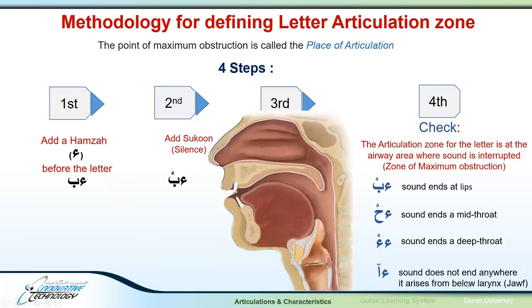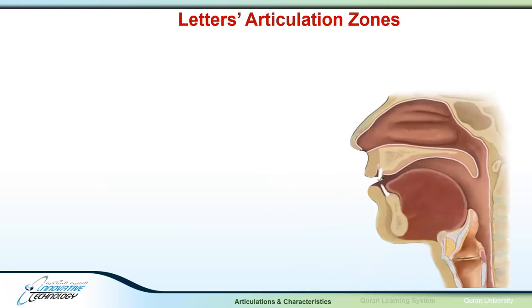It is a vowel. There's no real obstruction to the sound. As it causes the vibration of the vocal cords, it continues to exit without any real obstruction. And that's why we call it a jawf letter, which means the depth of the interior, since it's coming from below the larynx, from the jawf. And it is the main vowel upon which other vowels such as the E and the O are based. Now we have gained enough background to understand the Arabic letters' articulation points or zones.